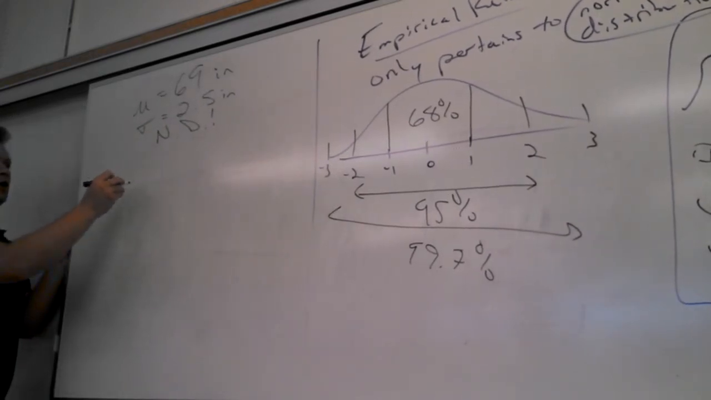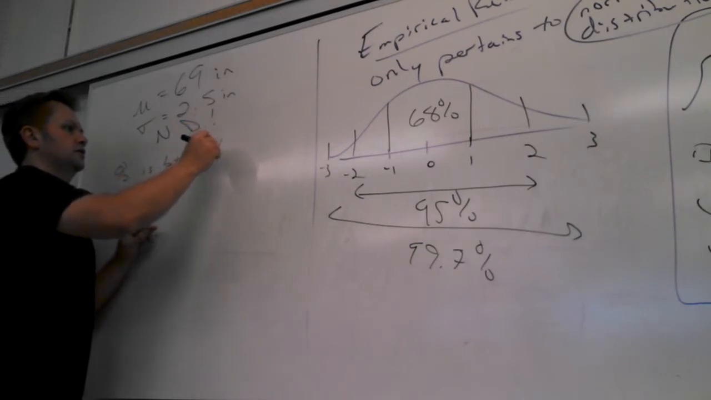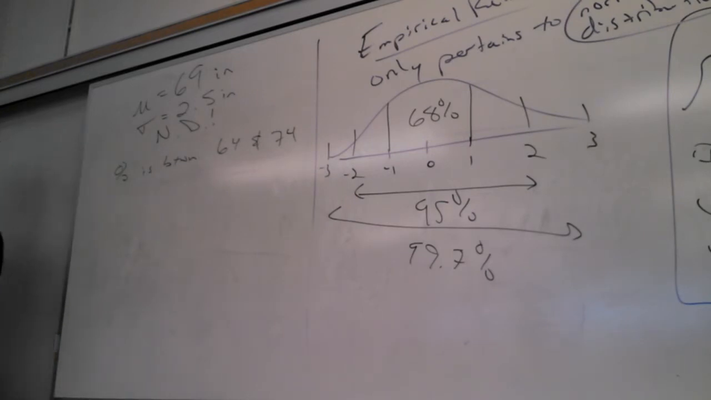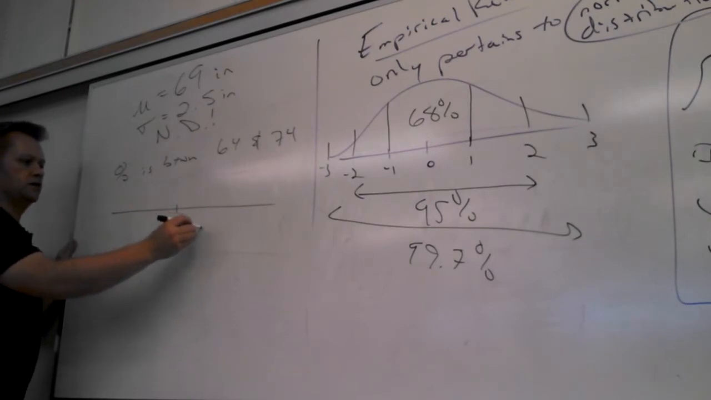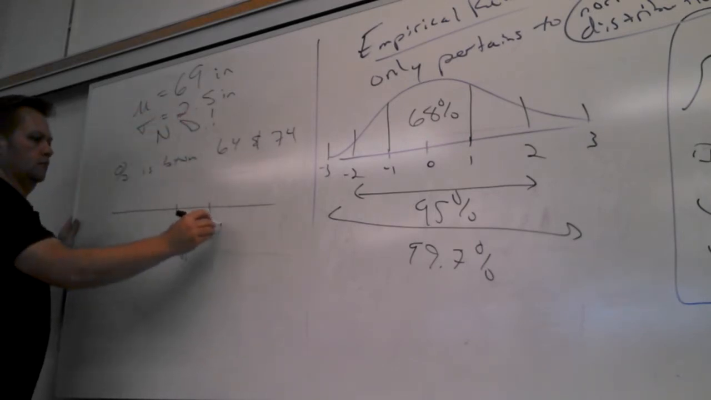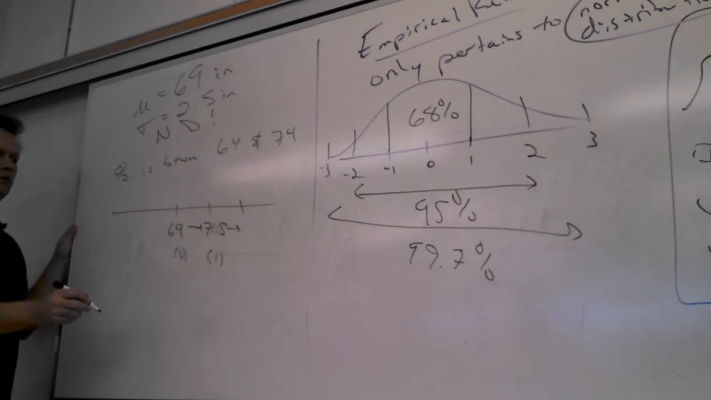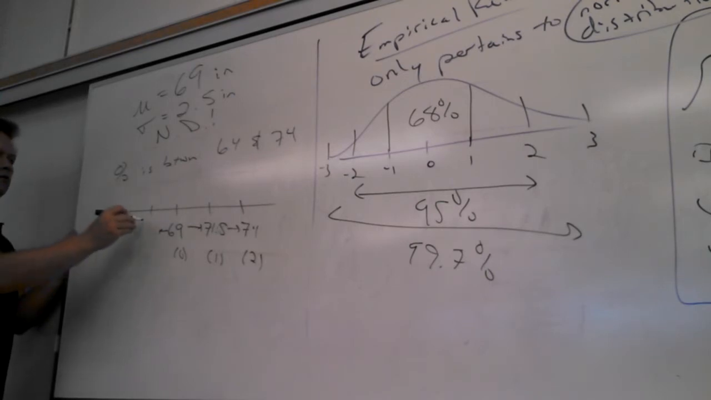So if I want to know what percentage is between 64 and 74, what I can do is kind of plot it. Here's my mean. What's one step up? That would be a z-score of 1. What's one more step up? 74. So that's 2 steps up. What's one step down? 66.5, so that's negative 1. That's 1 step down. What's another step down?